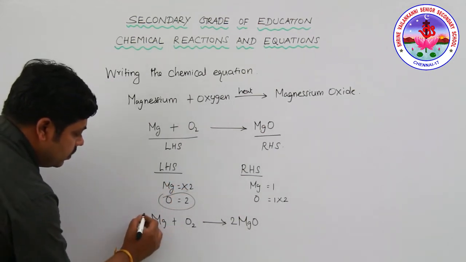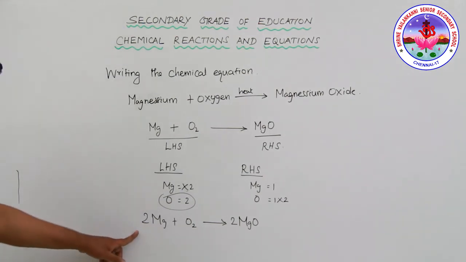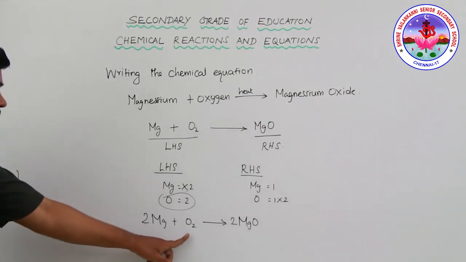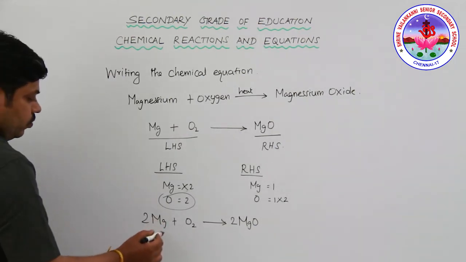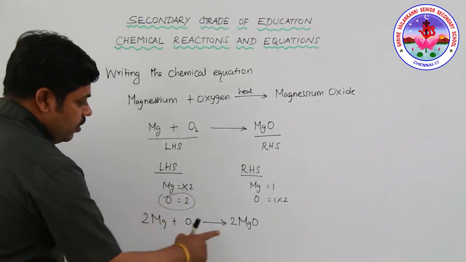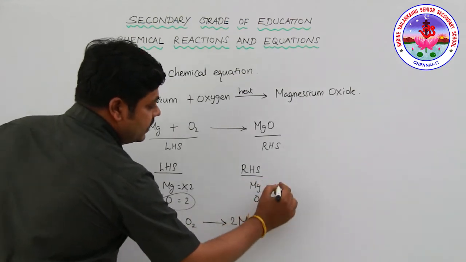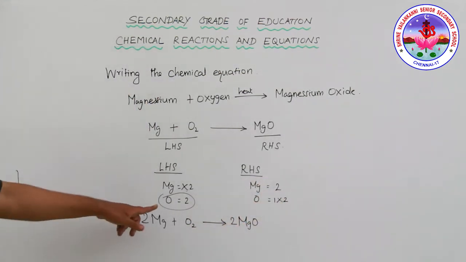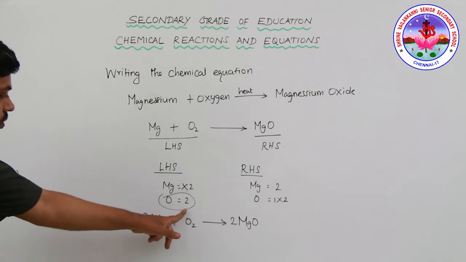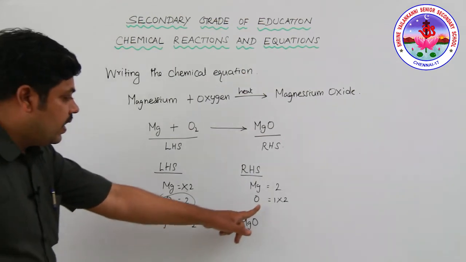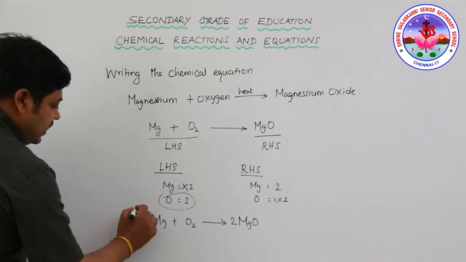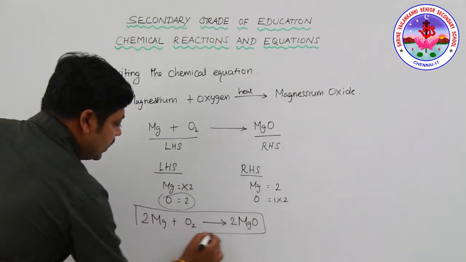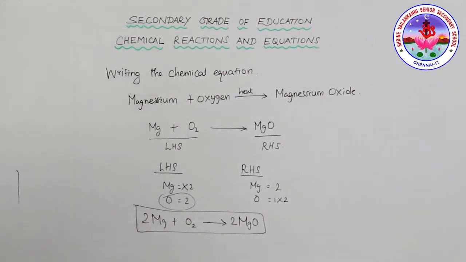So what happened? Just 2Mg plus O2 gives 2MgO. Now check 2Mg on the left hand side, 2Mg on the right hand side. Then oxygen 2 on the left hand side and 2 on the right hand side. So the 2 oxygens are the same. So this reaction is a balanced chemical equation.